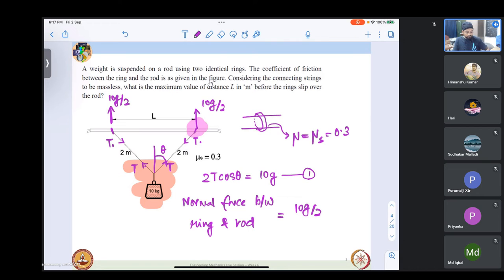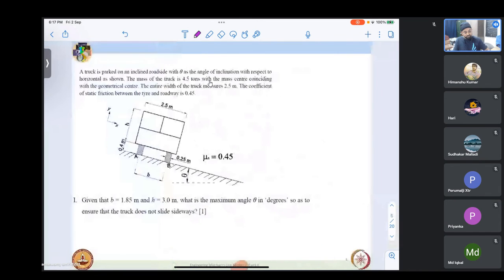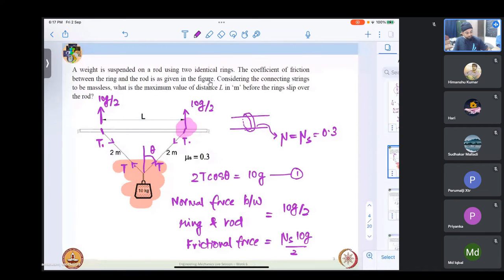At this point, what will be the horizontal force? The frictional force will be mu s into 10g by 2. This is our frictional force at that point. Now this frictional force will have to balance the component of tension in that direction.